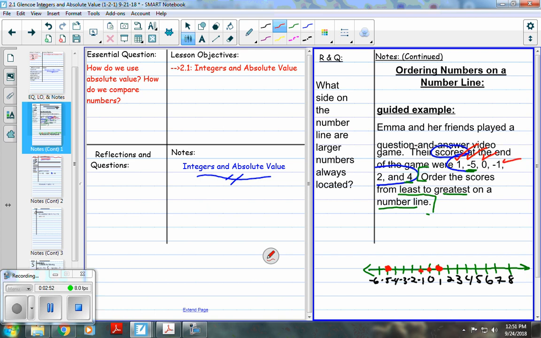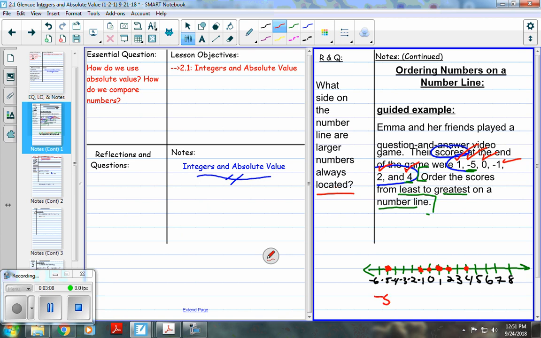-1. And as we're doing this, you do want to keep this reflective question I have on the left side here in mind. What side of the number line are larger numbers always located? It's a side. You have two choices, left or right.